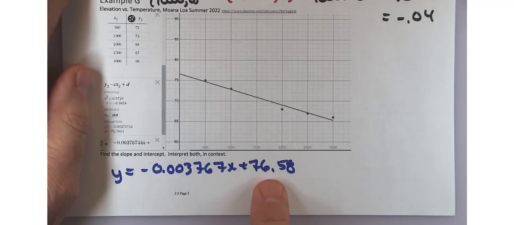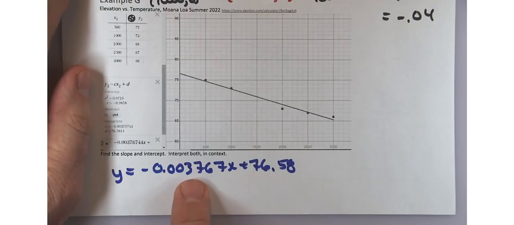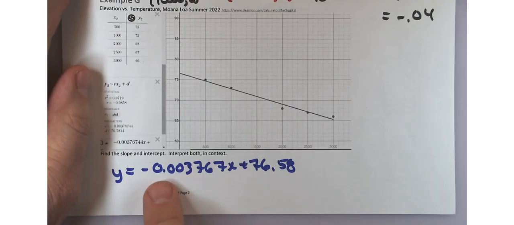Now, the y-intercept you can interpret as, well, that's what the temperature was when we started, right? At sea level, at 0. And then each foot you went up, you decreased by 0.003767 degrees. Now, it's not generally rendered that way, but that's one way to interpret this. You increase your altitude by 1 foot, you decrease the temperature by that much.